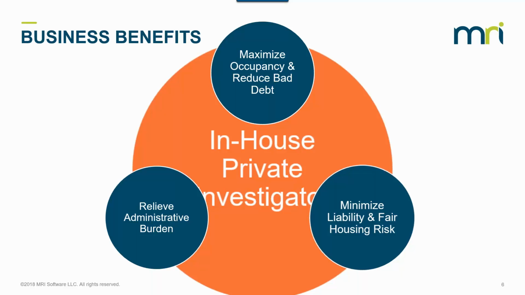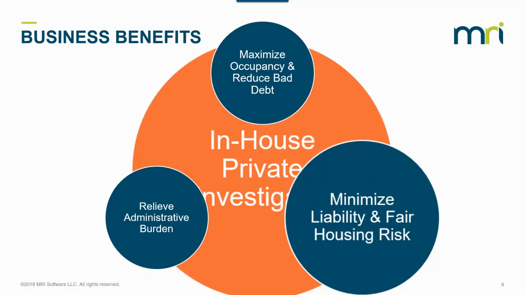And this leads to the first business benefit, which is minimizing your liability and your fair housing risk. Because the number of false positives is reduced and because the team of experts is ensuring that your property criteria is uniformly applied, the property will no longer have to check and override any of those decisions that come from the team. This is going to minimize your liability and your fair housing risk.